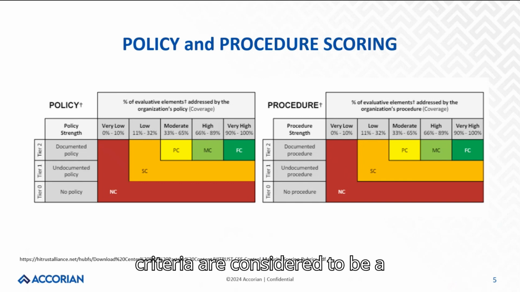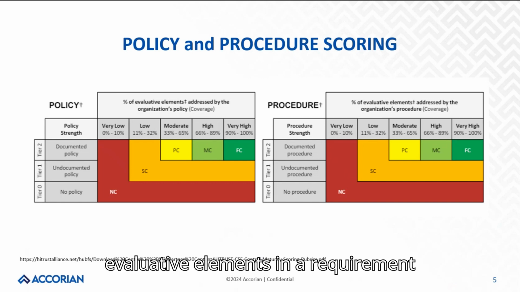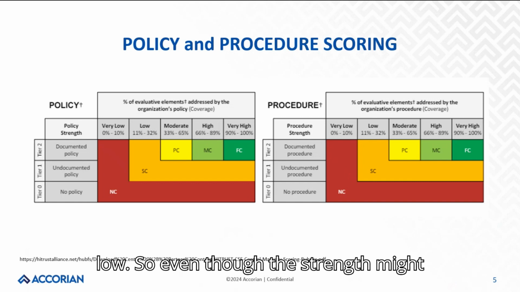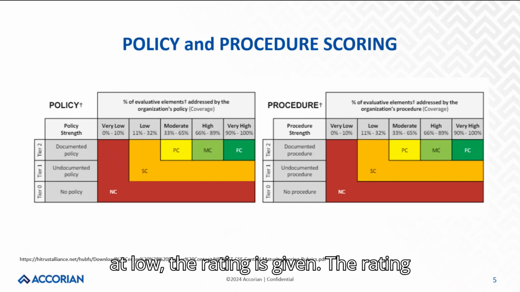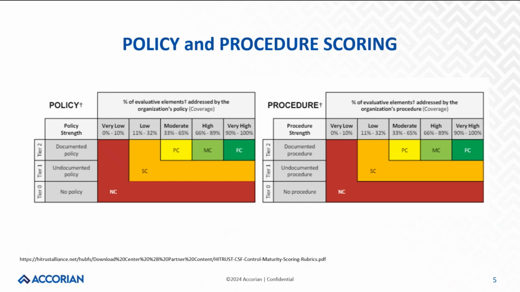Strength criteria are considered to be a documented policy and are rated at tier 2 on the strength side of the scoring rubric. The coverage aspect of the rubric is addressed when a policy or procedure includes and addresses all the evaluative elements in a requirement statement. For example, if there are 4 evaluative elements in a requirement statement, but just one element was addressed, the coverage aspect will be evaluated at low. So even though the strength might be at tier 2, if coverage is rated at low, the rating given is somewhat compliant, which translates to 25 points awarded.